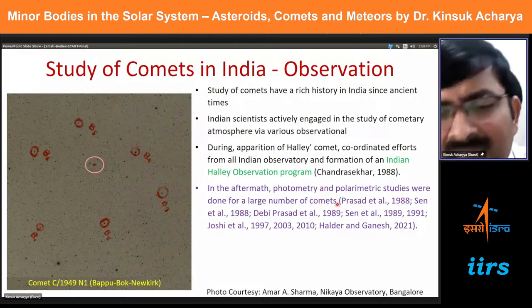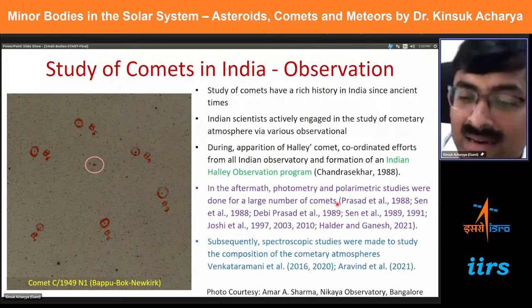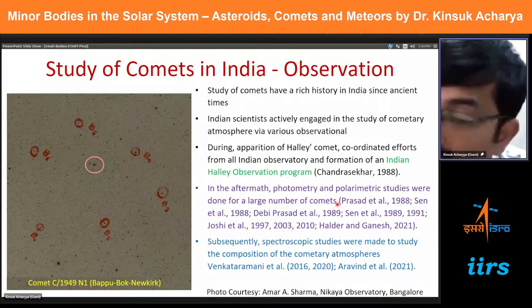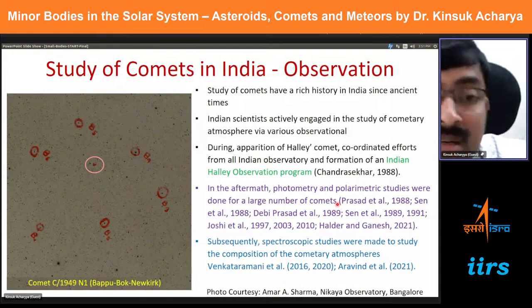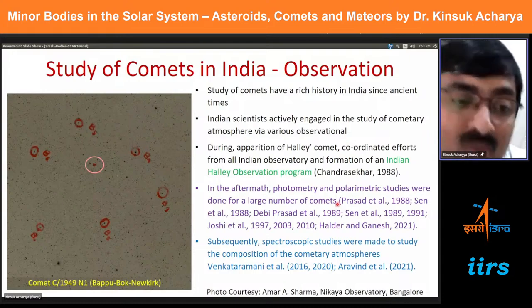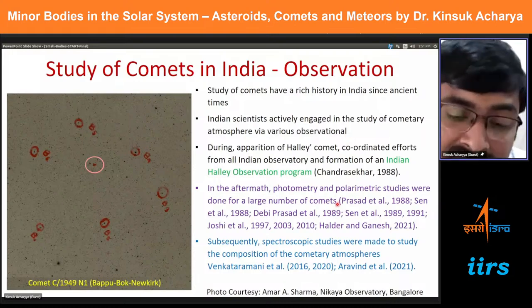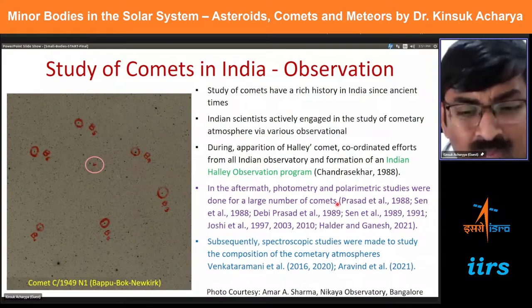So basically, in the initial days people studied photometry, and in a later stage people also started spectroscopic studies. By spectroscopic studies, you can identify various molecules or species in the cometary atmosphere. You can see some of these papers I have cited here.